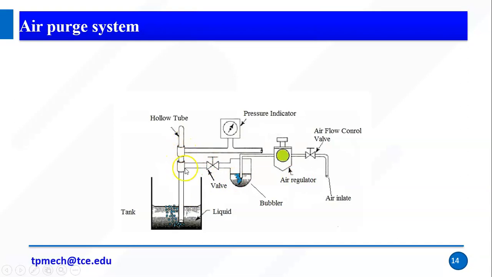The hollow tube has two connections. One connection, the top one, is connected to the pressure indicator, and the bottom is connected with some instruments like a flow control valve, regulator, and bubbler. Bubbler is nothing but one of the glass tubes.